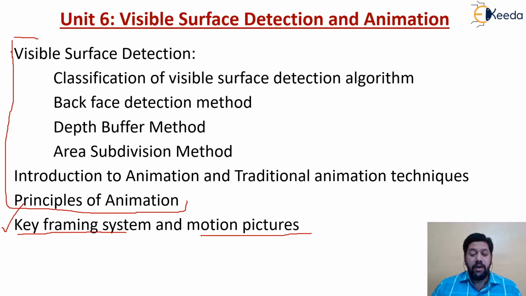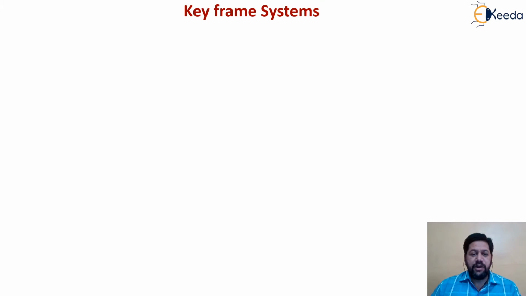We are considering how these frames are added and how we can generate this motion picture. So let us start our discussion. Let us start by learning first what is meant by the keyframe system. In the last lecture we saw animation, principles of animation, and different techniques. Now we are focusing on how we can generate this motion, and how these keyframes play an important role in animation and the motion picture.